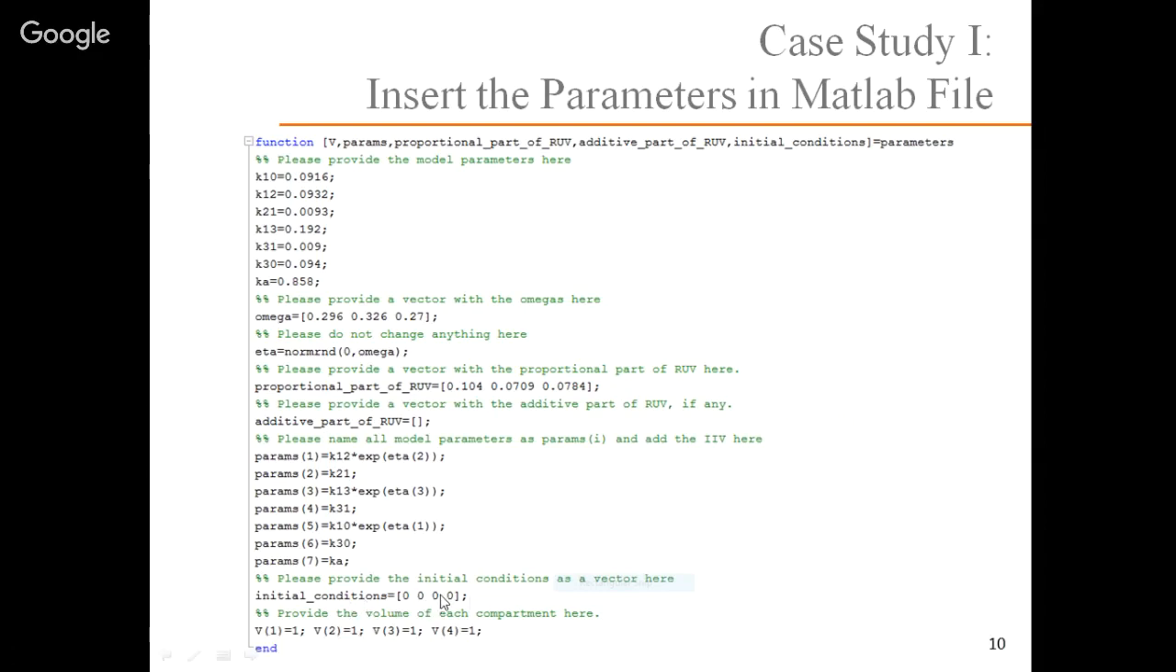of your model. And here we set everything to 0. Here are the initial conditions of your ODEs. And finally, you provide the volume of each compartment here. If you don't have a volume, if the volume is not estimated, you just set it equal to 1.